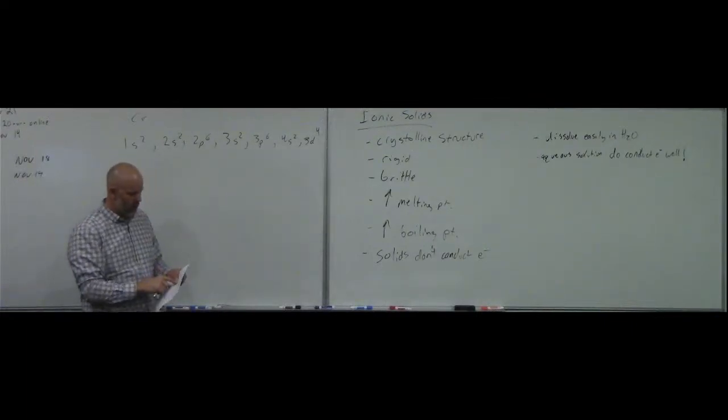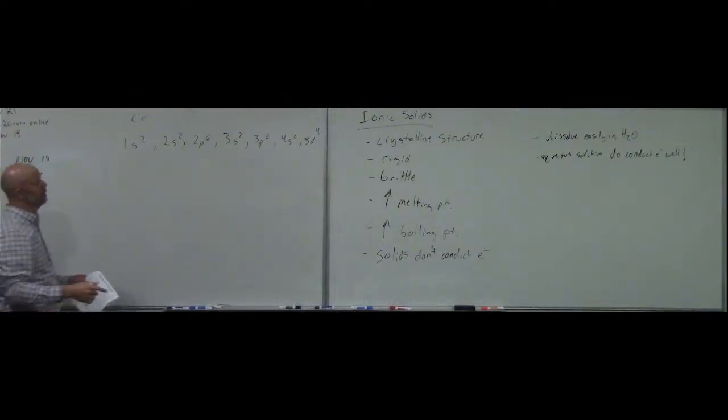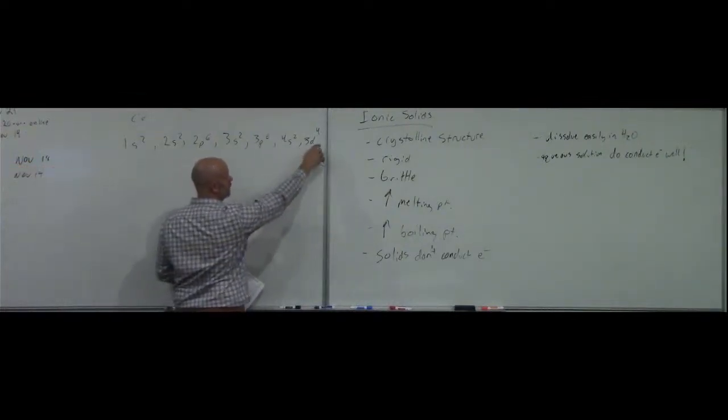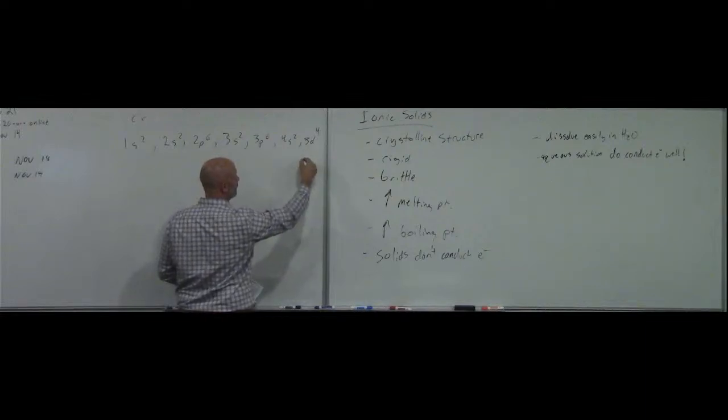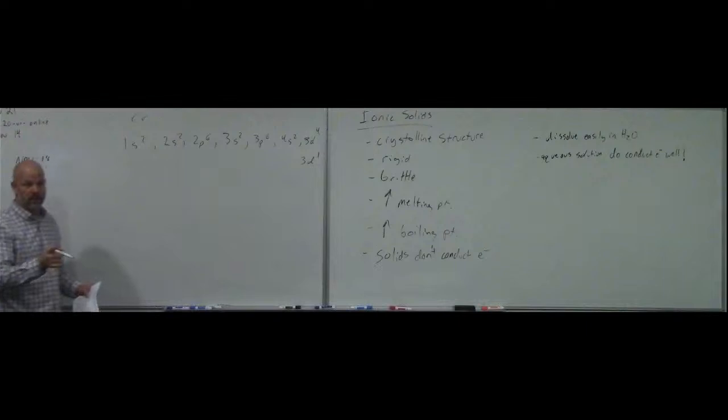That'd be right for chromium, but what ion do I need? Plus 3. So what do I do here? You take 3, 3d1. That's what that would look like. Get that? Good. And what's my other one?